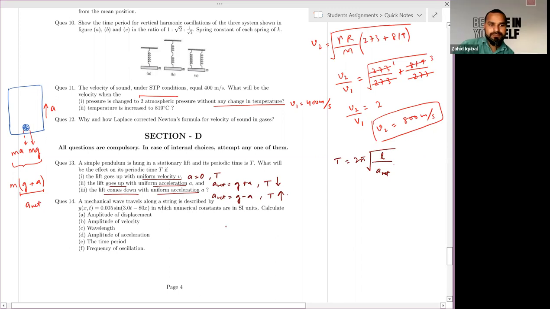Question number 14. We have the equation of a traveling wave. The coefficient of sine will be A. In this part, the amplitude is 0.005 meter. The coefficient of t is called omega. Omega we have 3 radian per second. The coefficient of x is k, which is 80 radian per meter.